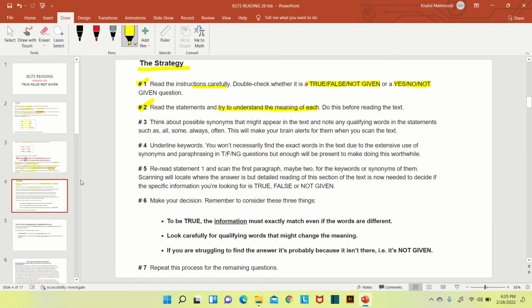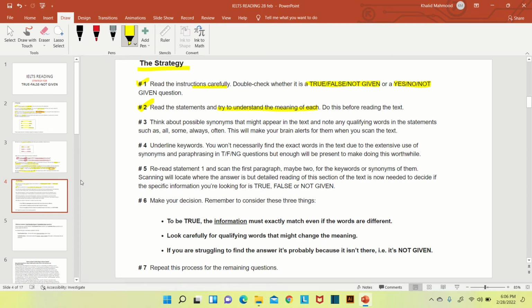Then move on to the passage. Before moving on to the passage, you need to mark the keywords in the question. Look for the keywords. The keywords that you have marked will not certainly be the same in the passage. It will be paraphrased, or synonyms would be used.